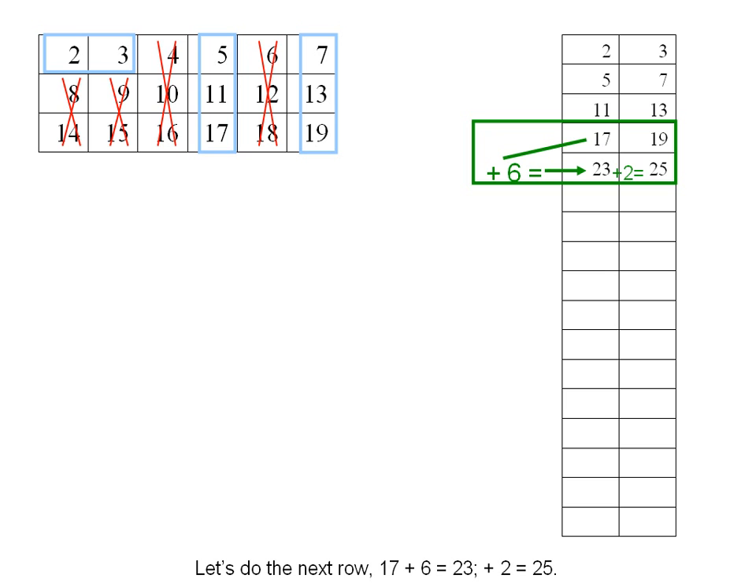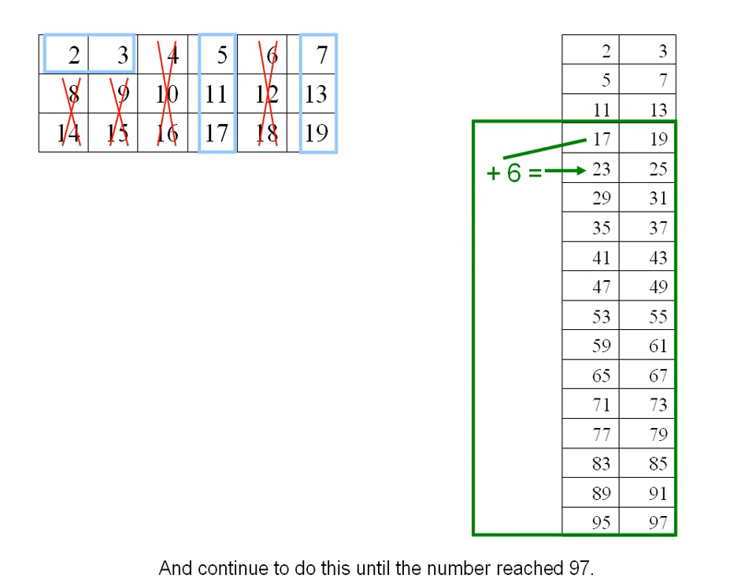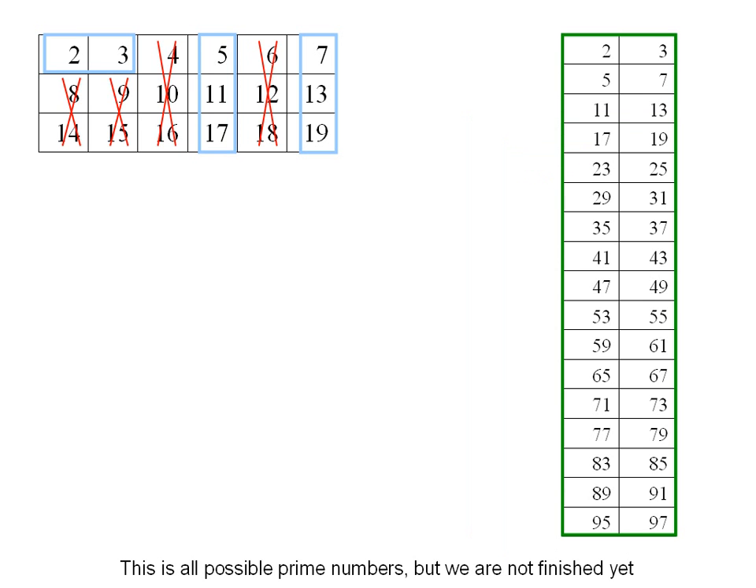Let's do the next row. 17 plus 6 equals 23, plus 2 equals 25. And continue to do this until the number reaches 97. This is all possible prime numbers, but we are not finished yet.